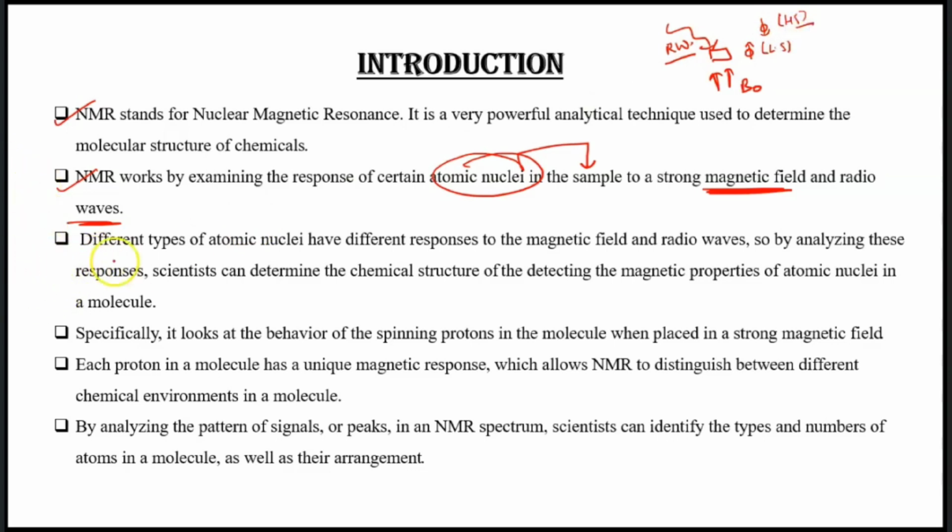Different types of atomic nuclei have different responses. If every nucleus showed the same response, how would you differentiate? So different types of nuclei are definitely going to show different responses to the magnetic field and radio waves. By analyzing these responses, scientists can easily determine the chemical structure of the sample under consideration.